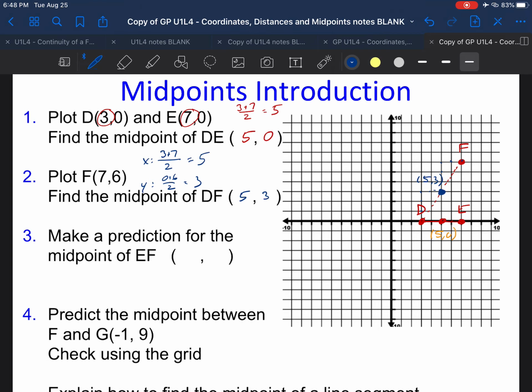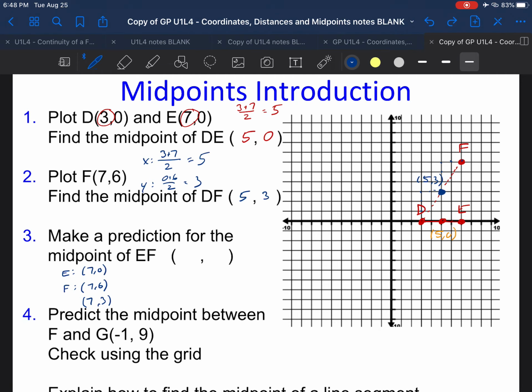Make a prediction for the midpoint of EF. Well, we just kind of talked about it, right? We know now it's going to be the averages of the x's and the y's. So E and F, right? E is the point 7, 0. F is the point 7, 6. So the average of 7 and 7 is 7. The average of 0 and 6 is 3. So 7, 3, boom, right there.